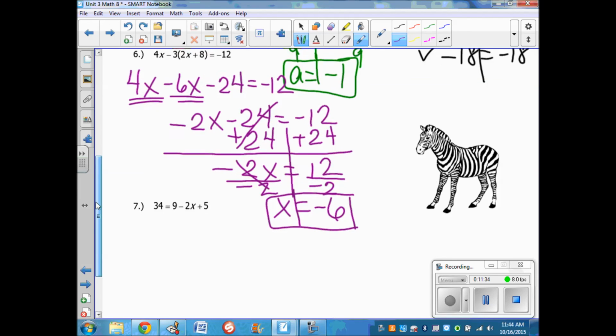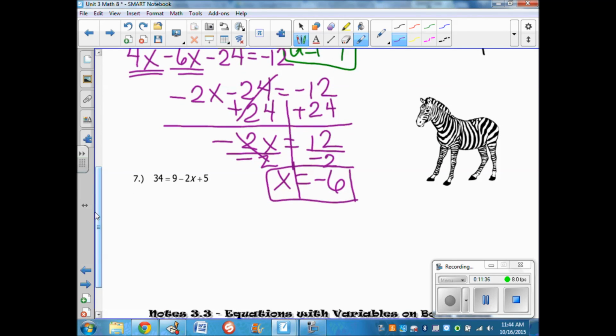Okay? And number 7, last one. Do I have any parentheses here? I don't have any distributing to do, so I'm going to go right to combining like terms. Now this one's flipped around, but that's okay. 34 equals 9 plus 5, which is 14, minus 2x. And now I can draw my line down.